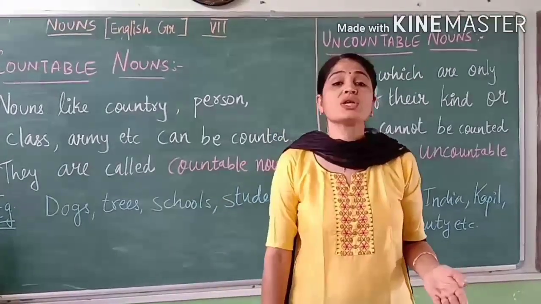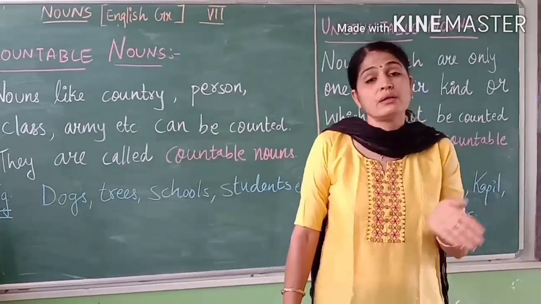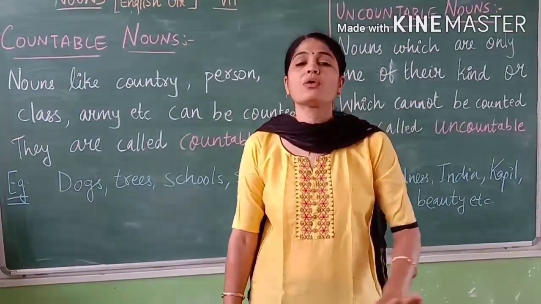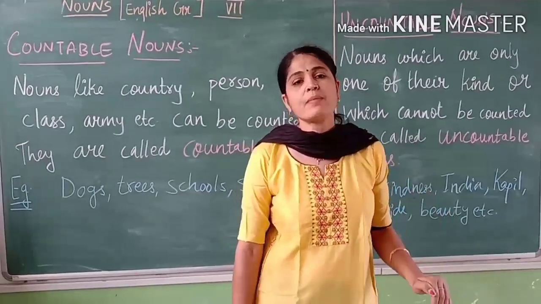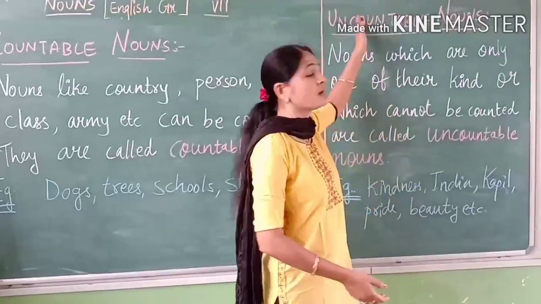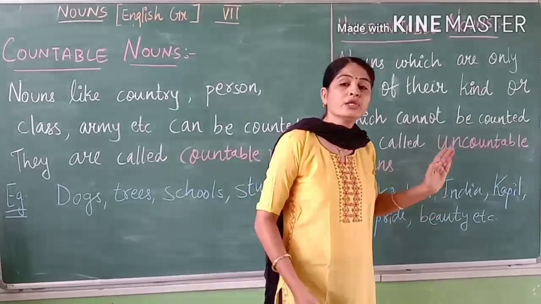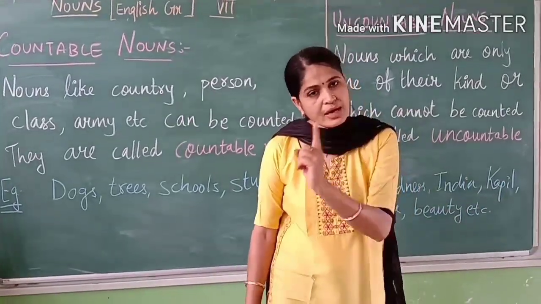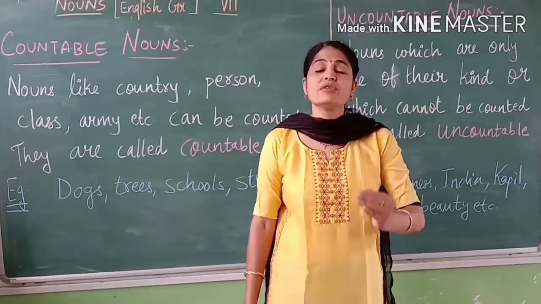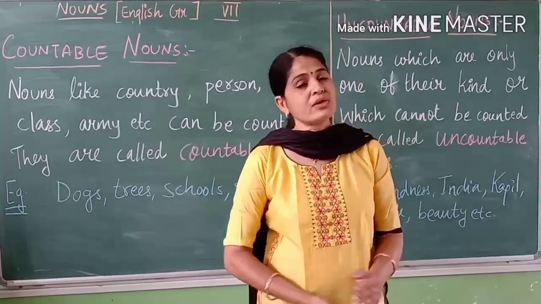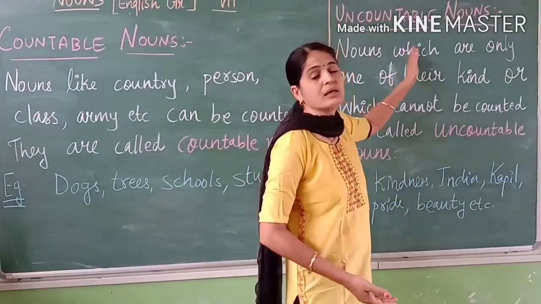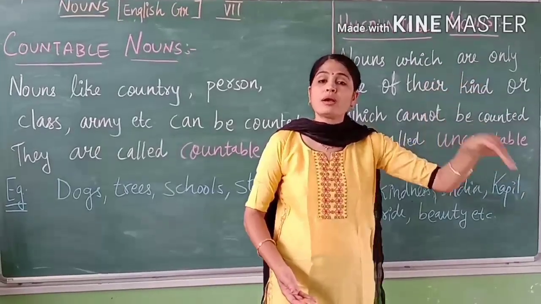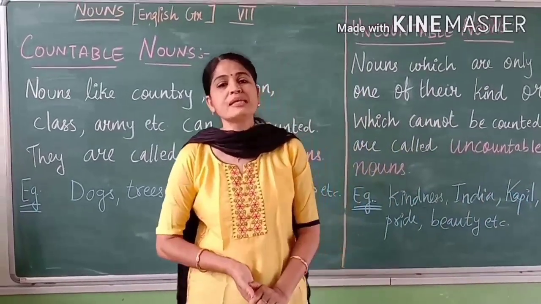We are not telling she is 100 beautiful, another one is 80 beautiful. We are not going to count. So this type of thing are known as uncountable noun. In short, only one of their kind or something which we cannot count, like abstract noun, are known as the uncountable noun.